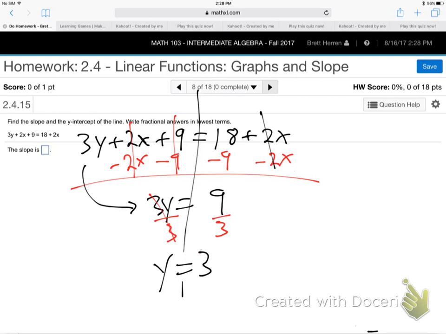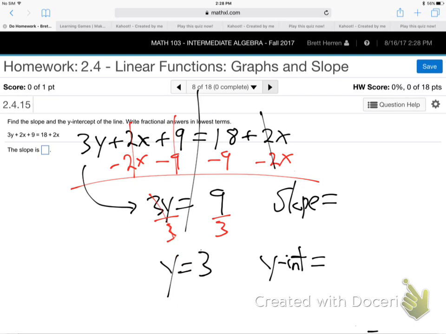So we're good to there, right? We got the thing now. So now they're going to ask us, what's the slope and what's the y-intercept? What do y'all think? What is the slope and what is the y-intercept? Exactly. The slope is 0, and this is the y-intercept.